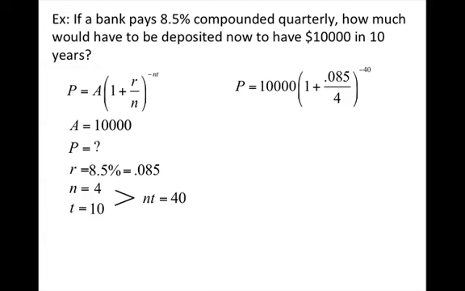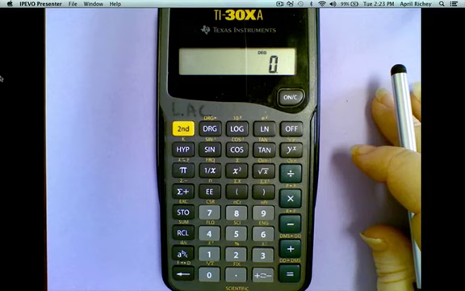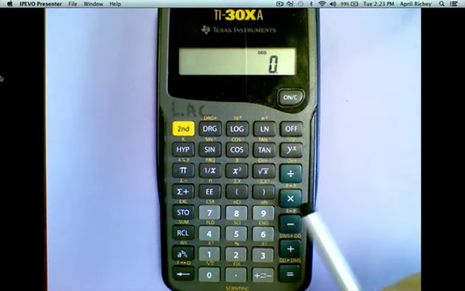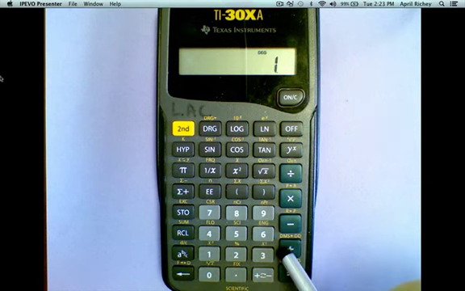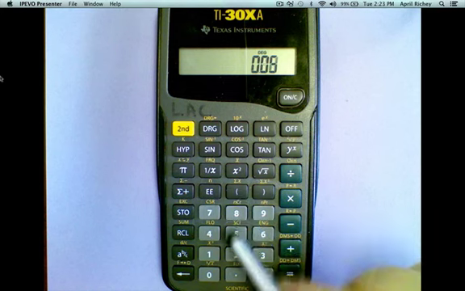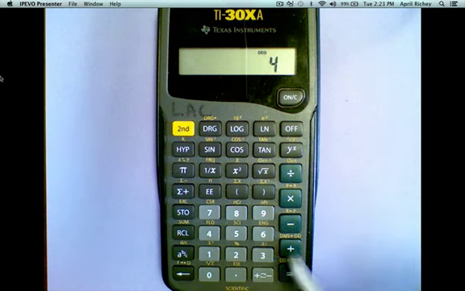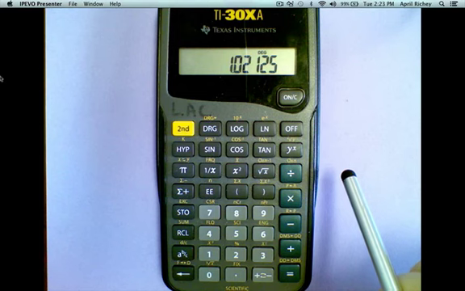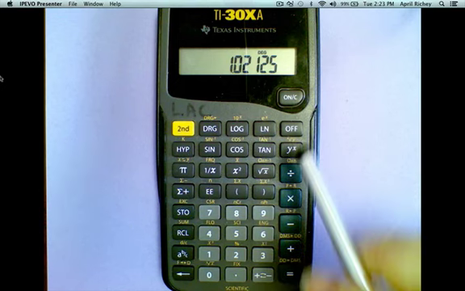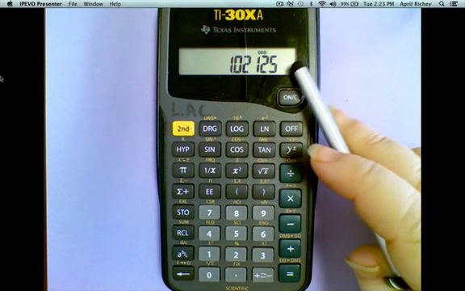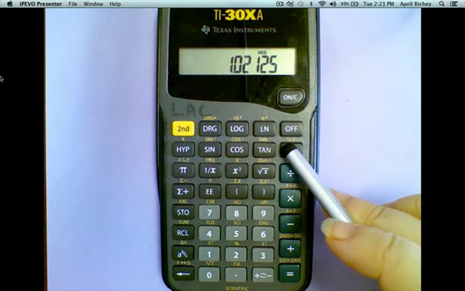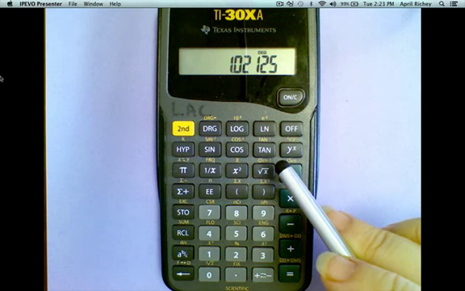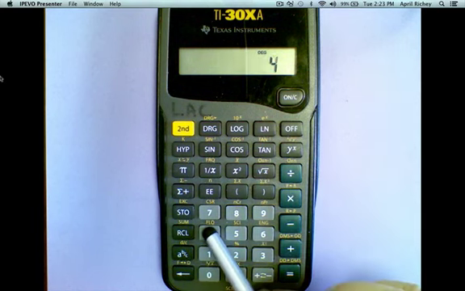So let's look at this one on the calculator. If I begin with what's in my parenthesis, I have 1 plus 0.085 divided by 4 and hit equals. And this gives me 1.02125. Now I need to raise this to the negative 40th power. So on your calculator, you're going to leave this in your calculator as the base, hit your exponent key, and then to type in a negative 40, you're going to type in the 40 first.